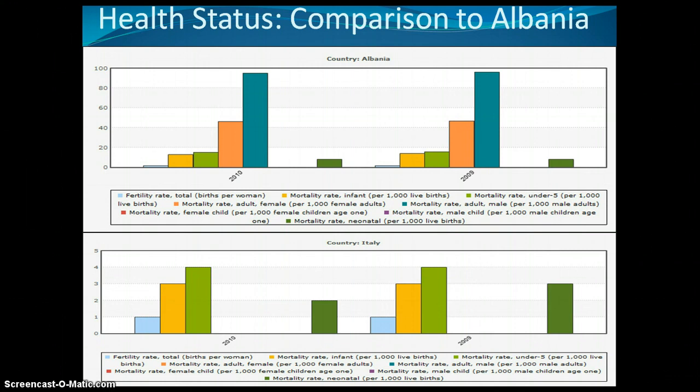On the left side of the graph is the numbers from 2010, and on the right side of the graphs are the numbers from 2009. As you can see, there is a big difference in every category that is shown. These graphs are pretty interesting if you actually take a moment to look at them.